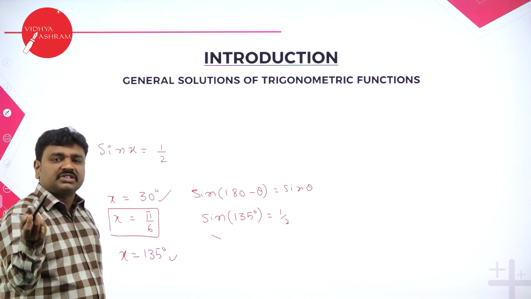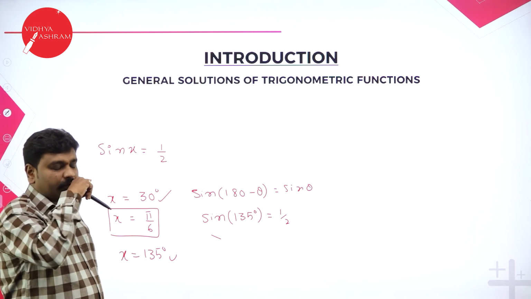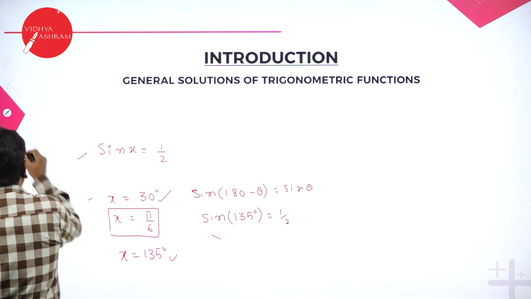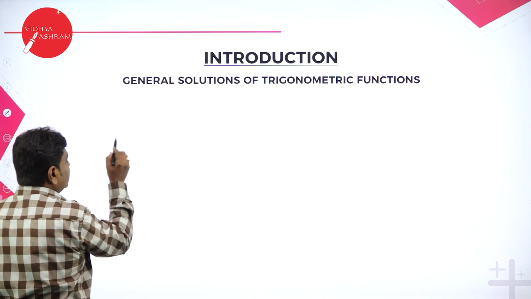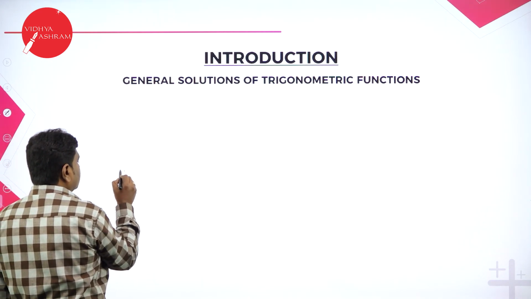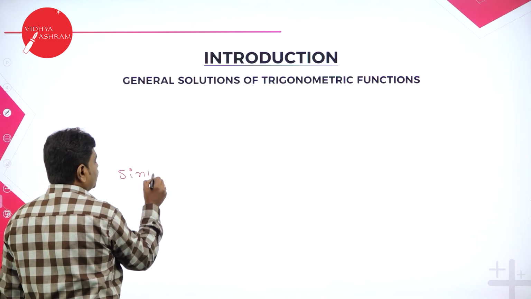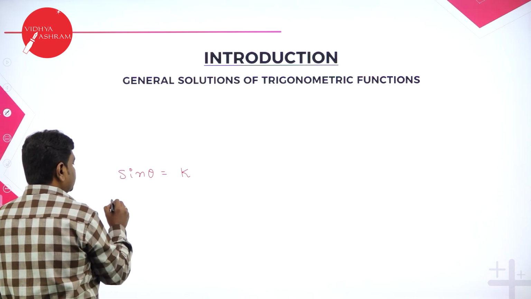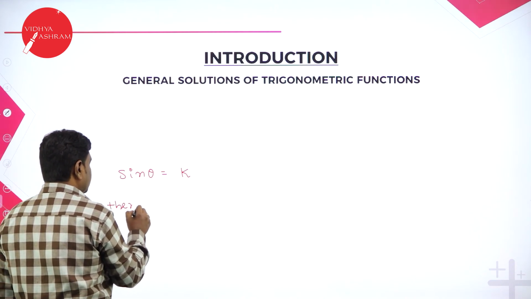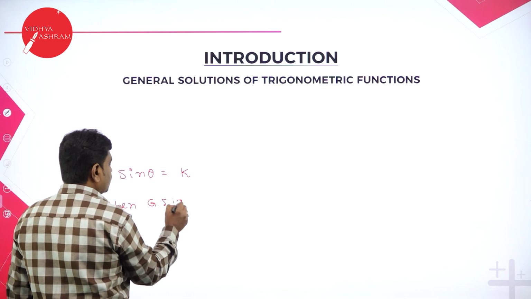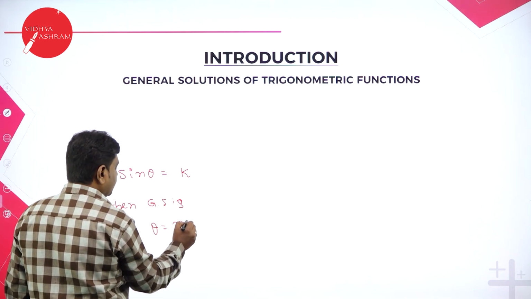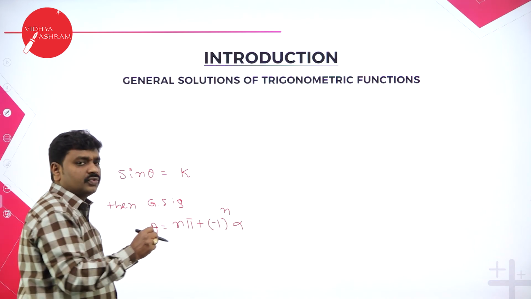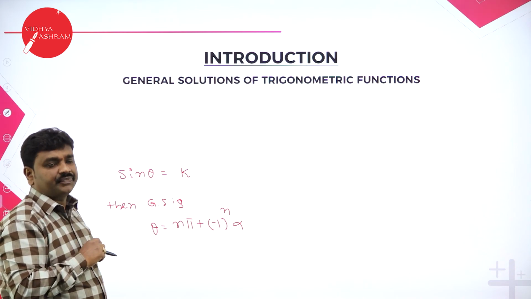And sine of 360 plus theta is also sin theta. So therefore, we will not have one solution for such equations. We will have many solutions. And we can derive. After deriving, we have these three cases. Case 1, for sin theta is equal to k. If I give problem as sin theta is equal to k, then general solution is theta value is n pi plus minus 1 whole power n alpha. Alpha is one of the value which will satisfy within the first quadrant.